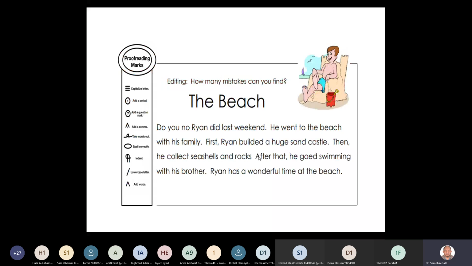This is a refresher and a warm-up exercise, and it's also editing. How many mistakes can you find? I would like you to read this very easy passage and come up with as many errors as you possibly can. I'll give you a minute for that, and I'll check along with you. It's a very small paragraph.